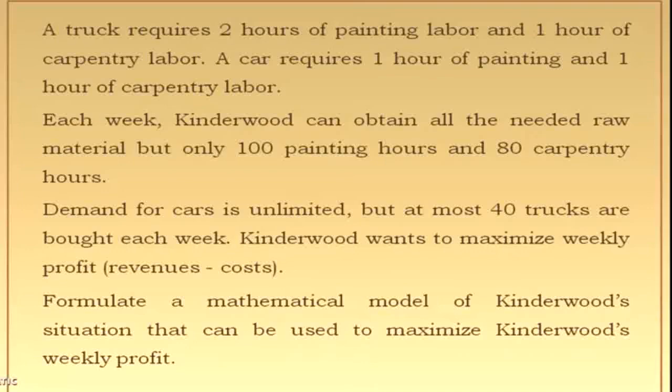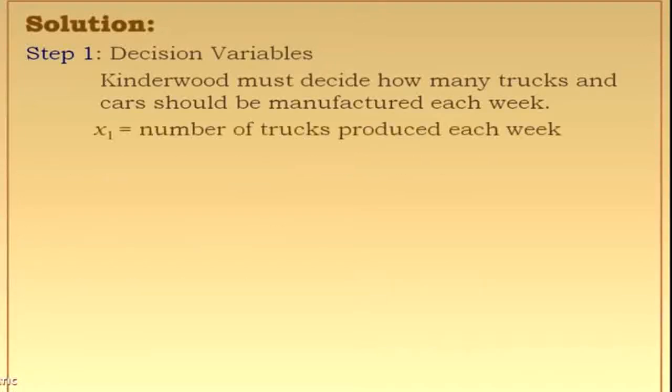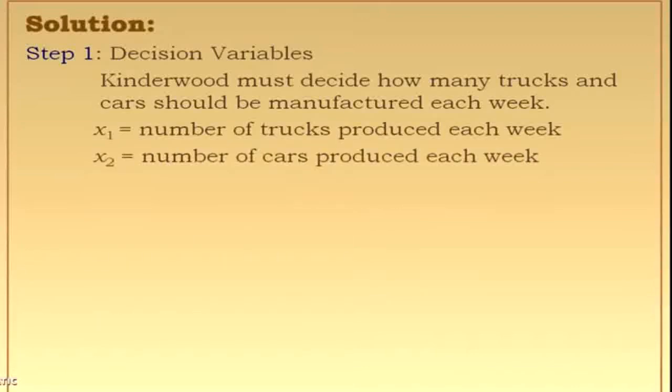To formulate the model, we need to define the decision variables. In this problem, Kinderwood wants to maximize its weekly profit, and the profit comes from the wooden trucks and wooden cars. Therefore, Kinderwood must decide how many trucks and cars should be manufactured each week. Here, there are two decision variables involved in this problem: x1 represents the number of trucks produced each week and x2 represents the number of cars produced each week.